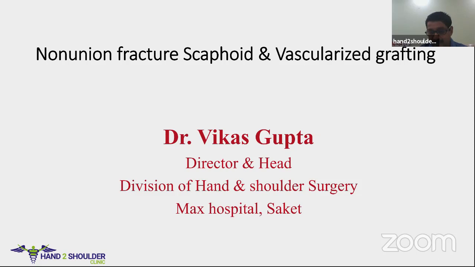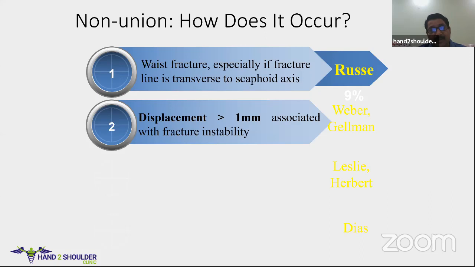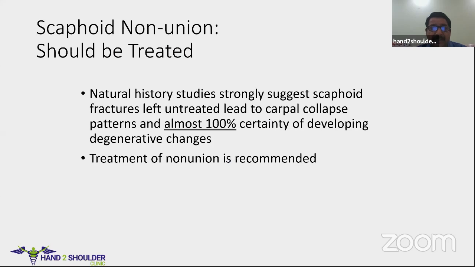Most of these fractures would unite conservatively or by percutaneous fixation. But some may go into non-union. This is myself 30 years back, I had a scaphoid fracture. But what are the reasons for non-union? If it is an unstable fracture, displacement is more than 1 millimeter, or the fracture gets displaced during the cast or is treated inadequately, they would go into non-union. But many non-unions are asymptomatic. So the question arises, should we treat asymptomatic non-unions?